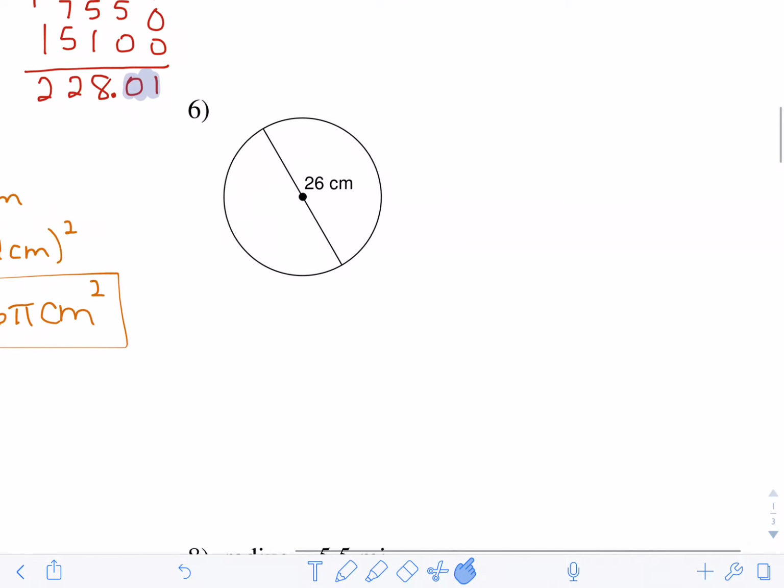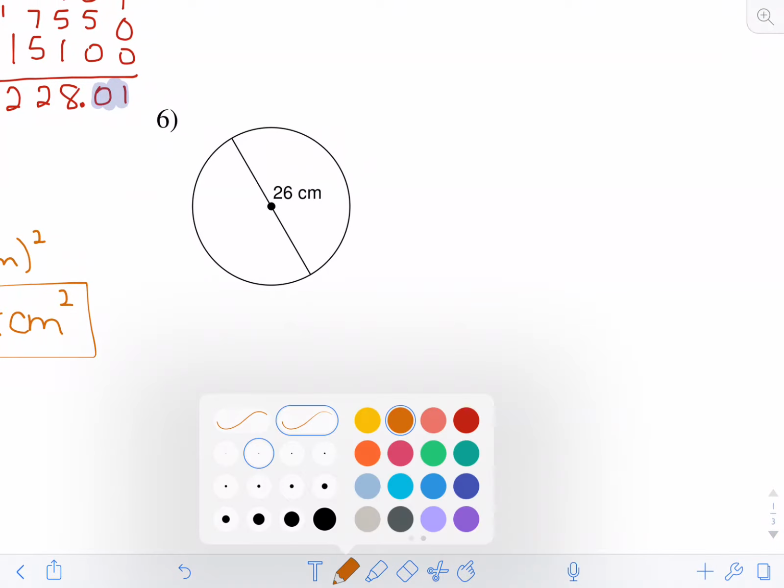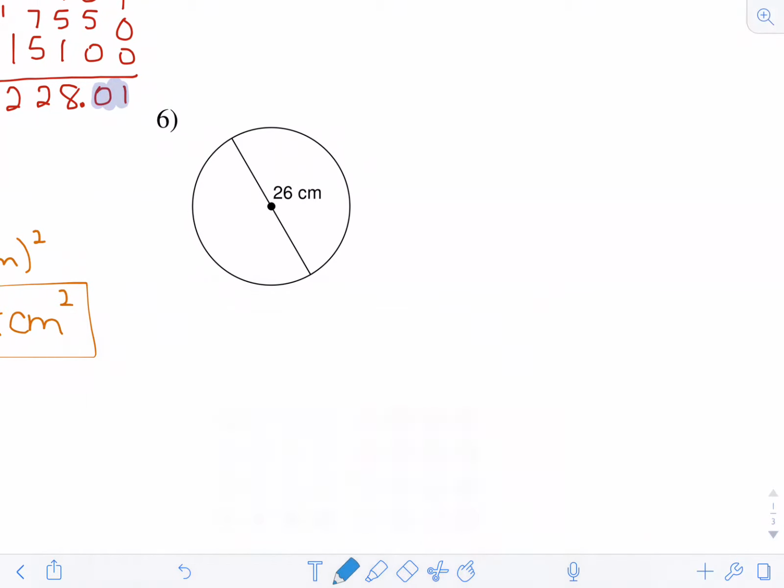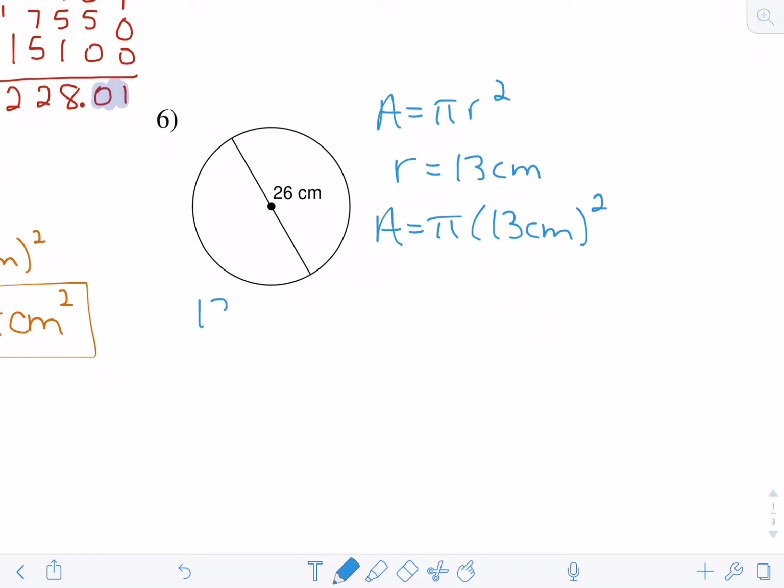Okay, number 6. We're going to do the same thing. Area is equal to pi r squared. My radius is half of the diameter. Half of 26 is 13, so I have 13 centimeters. So area is equal to pi times 13 centimeters squared. So I have to do 13 times 13.